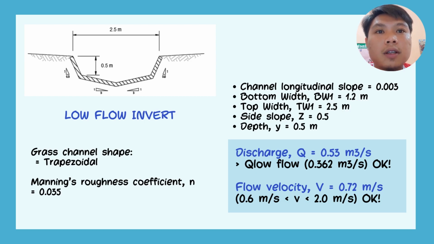So based on the design, we get the discharge Q equal to 0.53 meter cube per second, which is higher than our Q low flow 0.362 meter cube per second, and it is okay. And then checking for the flow velocity V, we get 0.72 meter per second, which is still in between 0.6 meter per second until 2 meter per second, and it is also pass.